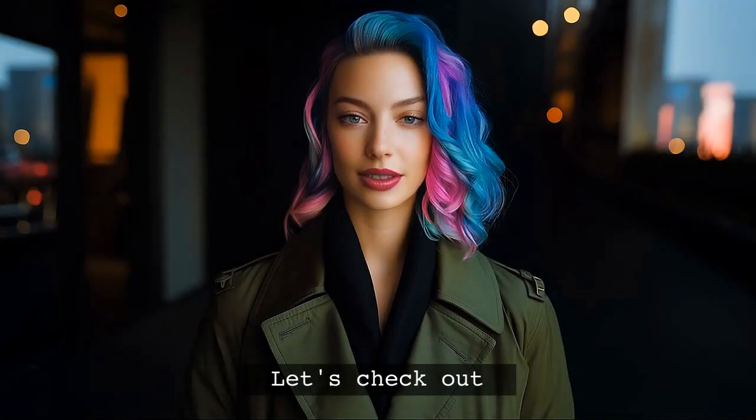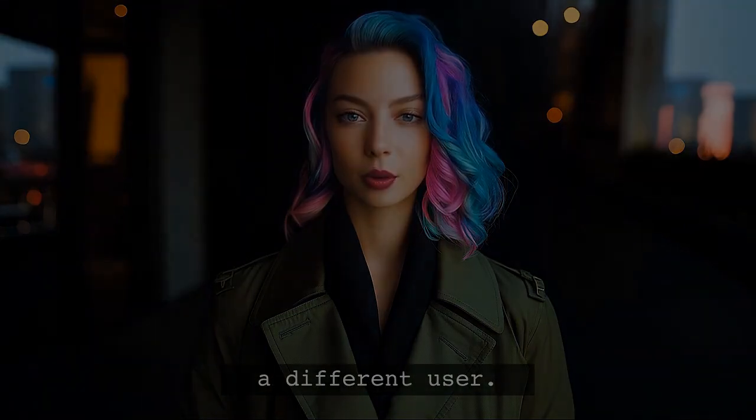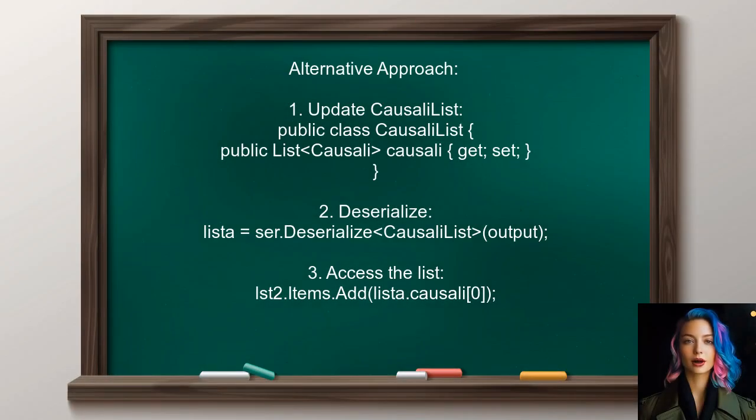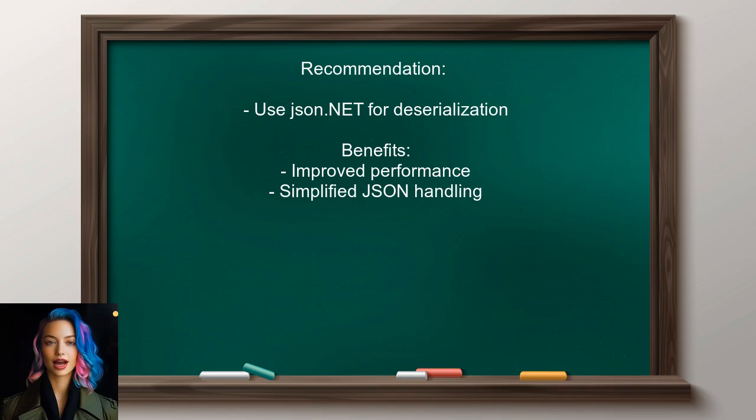Let's check out another perspective from a different user. An alternative solution suggests modifying your root object. Instead of having a single causali object, create a causali list class that contains a list of causali objects. Then, deserialize your JSON output into this new structure. Additionally, the user recommends using JSON.NET for better performance and ease of use when working with JSON data.